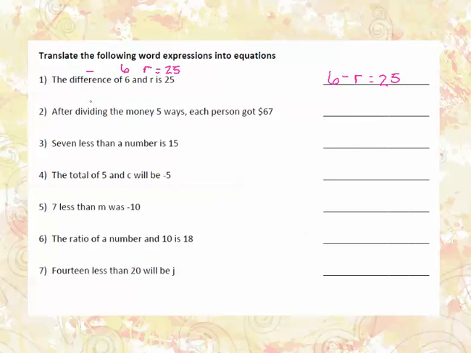For number 2, after dividing the money 5 ways, and we don't know what the money is, so I'm going to use M. Each person got, which is an equal word, $67. So you could write it M divided by 5, or you can put a division sign, either way works, equals 67. So go ahead, pause the video here. I want you to try 3, 4, 5, 6, and 7 on your own. When you're ready, unpause the video to check your work.